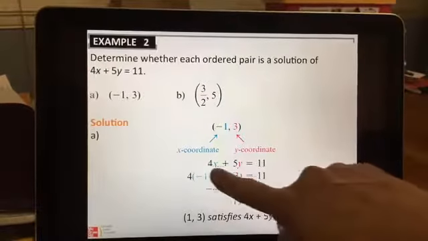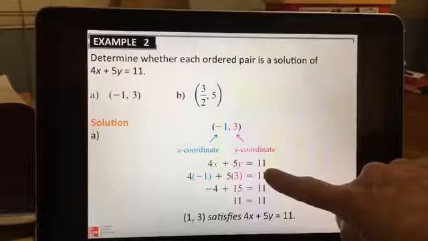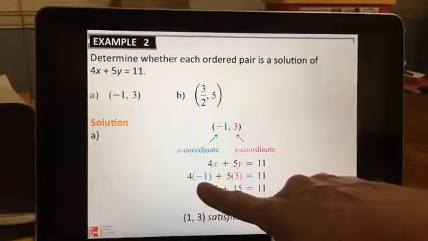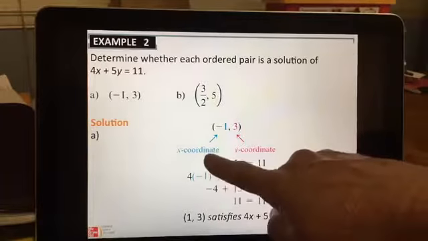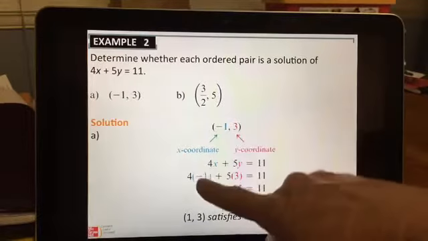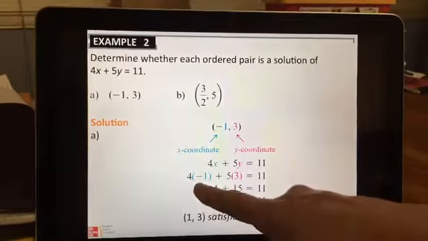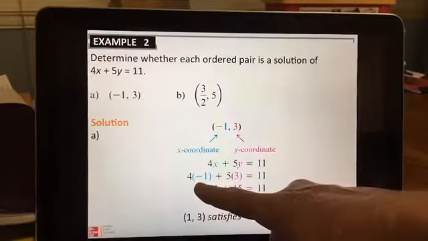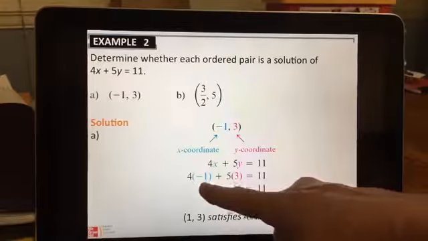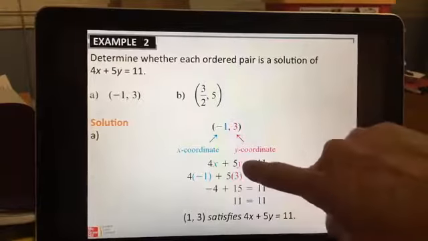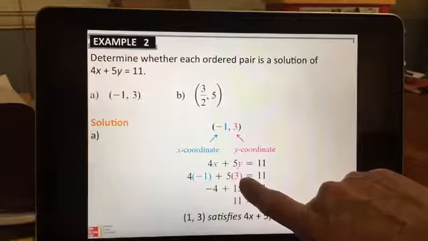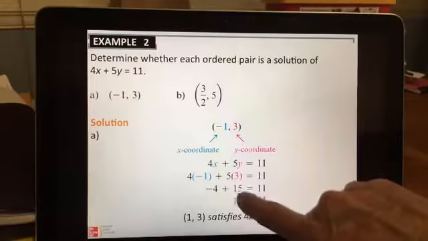So here is our equation, 4x plus 5y is 11. And now in place of the x, we're going to stick the x coordinate. The x coordinate is negative 1. So notice we have our little parentheses to keep our negative 1 kind of in a little cocoon there. And so we have 4 times negative 1. 5 times, instead of the y, we're going to substitute in the y coordinate, 3. So that's 5 times 3 is 15.